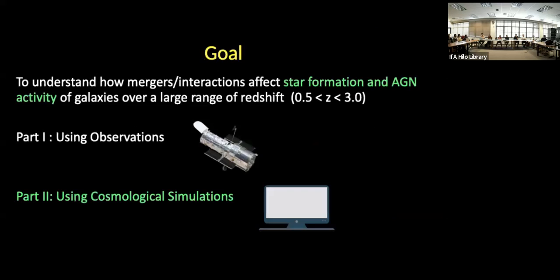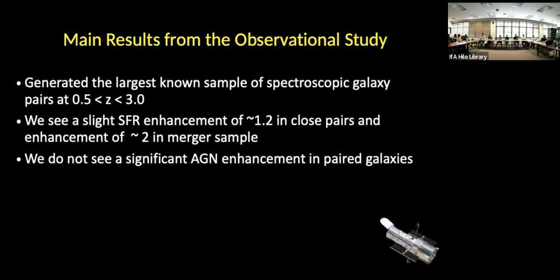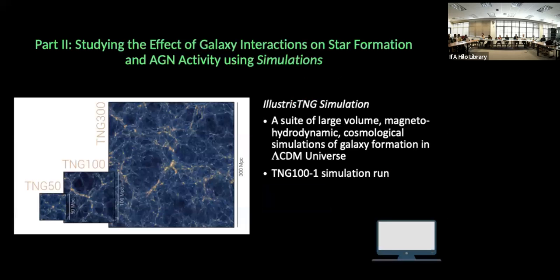Okay. So we were at the simulations. I think I have summarized them enough. As I mentioned, we don't see much enhancement in the pair sample. We see maybe a slight enhancement in the merger sample for star formation rate, and when it comes to AGN, we don't see much enhancement in the pair sample. So this is all based on observations. Now let's move to simulations.